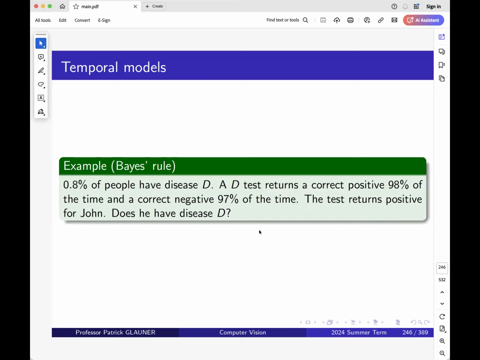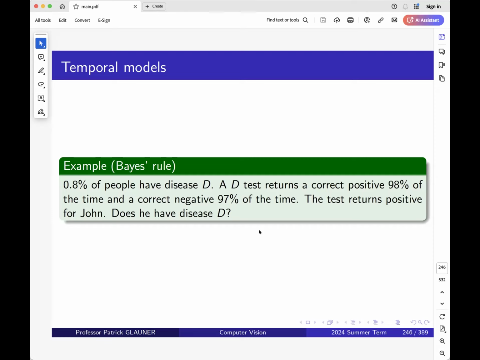So what we know is that the test returns a correct positive 98% of the time and a correct negative 97% of the time. Now you get a positive test, and the question is, do you really have the disease D? A lot of people think, yes, if the test is positive, they're for sure sick, but it isn't that easy, because we don't have correct positives of 100% or correct negatives of 100%. So even if your test is negative, you still may be sick. And if your test is positive, you may not necessarily be sick.